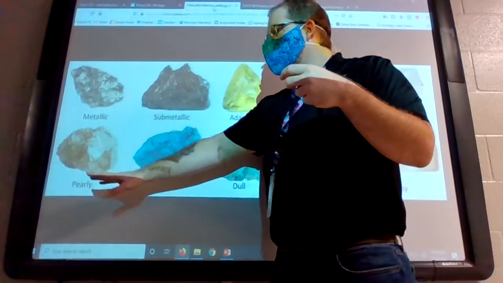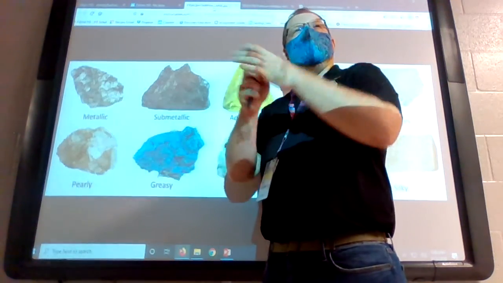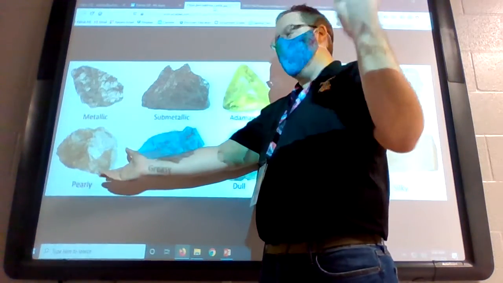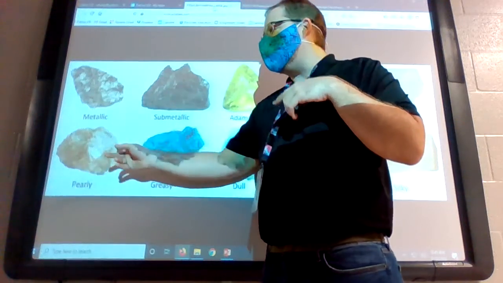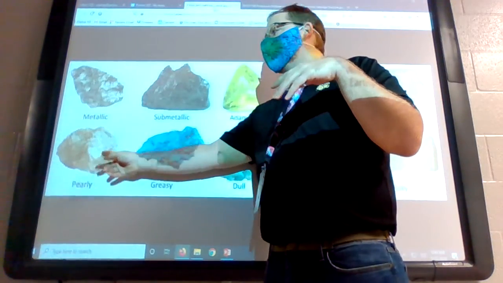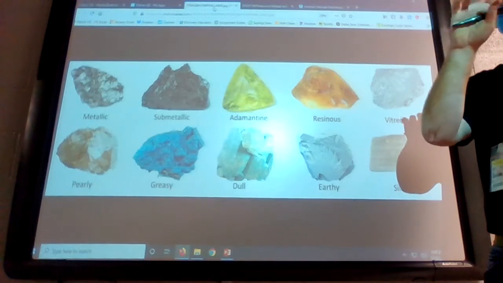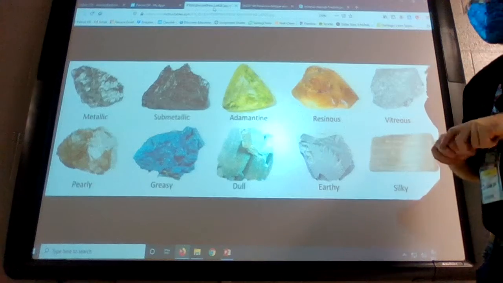Then we move on to pearly. Pearly is actually a pretty good description. It's going to look like the inside of an oyster shell or a clam shell, or like a pearl. So it's going to be opaque, no light coming through it. Usually it is these whiter, lighter colors, and sometimes you can even see that pearly sheen, which has more of the rainbow in it instead of just one single color.